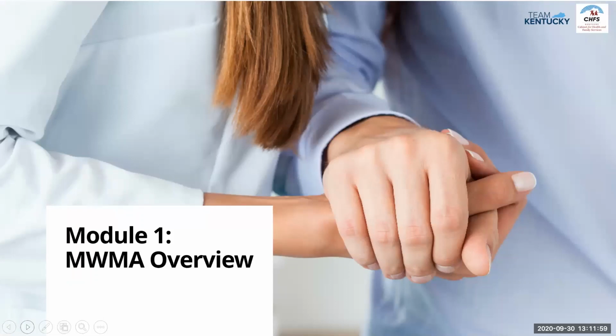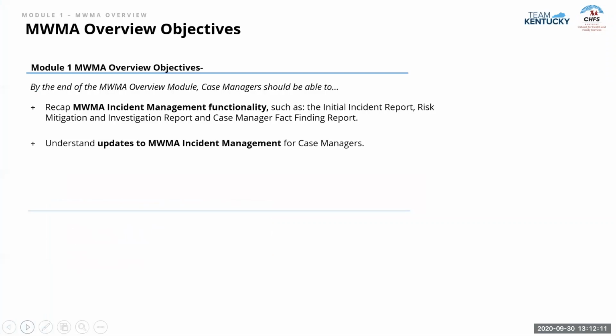Now this brings us to module 1, which is our MWMA overview. So like I said, we're going to give a brief overview of the Medicaid waiver management application, and then we'll jump into greater detail a little bit later on. So module 1, our objectives are, first and foremost, we want to recap MWMA incident management functionality, specifically the initial incident report, risk mitigation investigation report, and case manager fact-finding report. So we're going to give that high-level overview now and then break that down into greater detail later on. We also want to make sure that everyone understands the updates to MWMA incident management for you as case manager. So those are our 2 main objectives here.